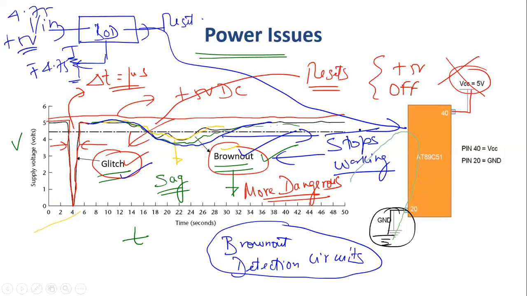In a normal system, where you are dealing with simple applications where this kind of power issue is acceptable, we no longer use brownout detection circuits. This is just for your understanding. Keep a note of this.